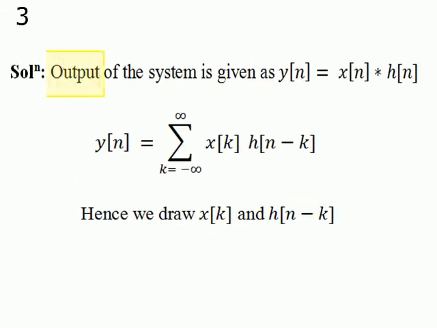Output of the system is given as y of n, which is equal to the convolution of x of n and h of n. So we know the equation y of n is equal to summation of x of k into h of n minus k for k from minus infinity to infinity. So let's draw x of k and h of n minus k.